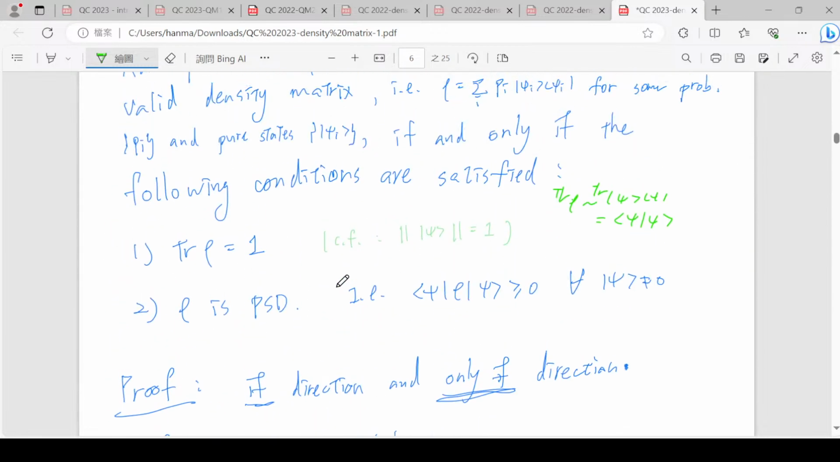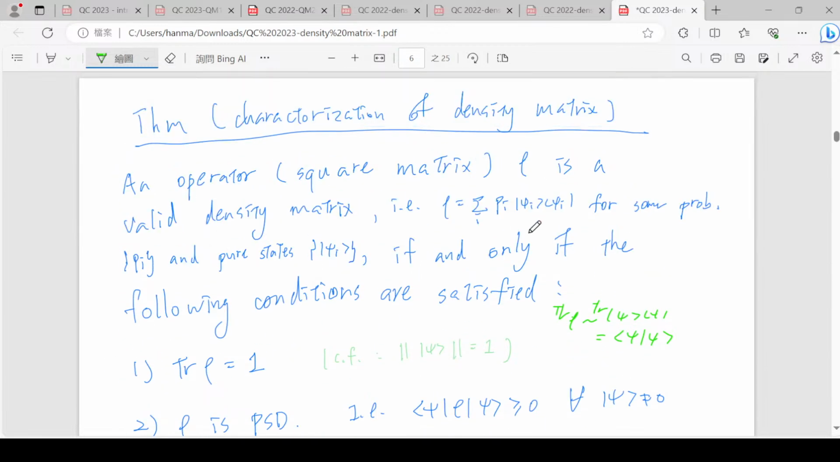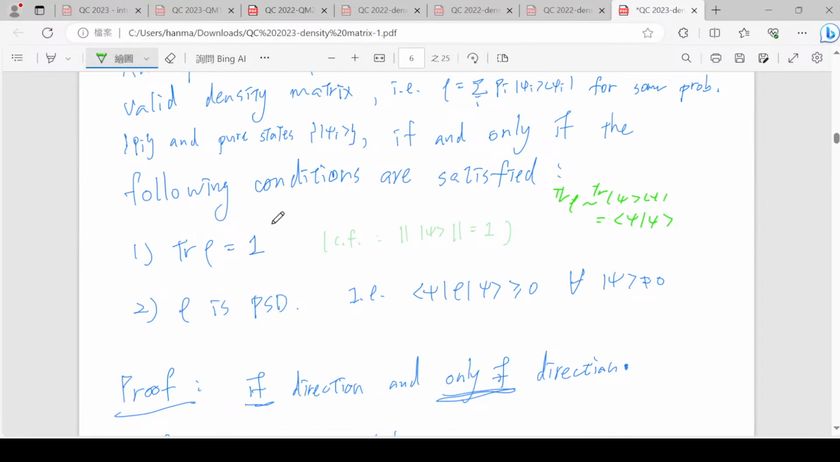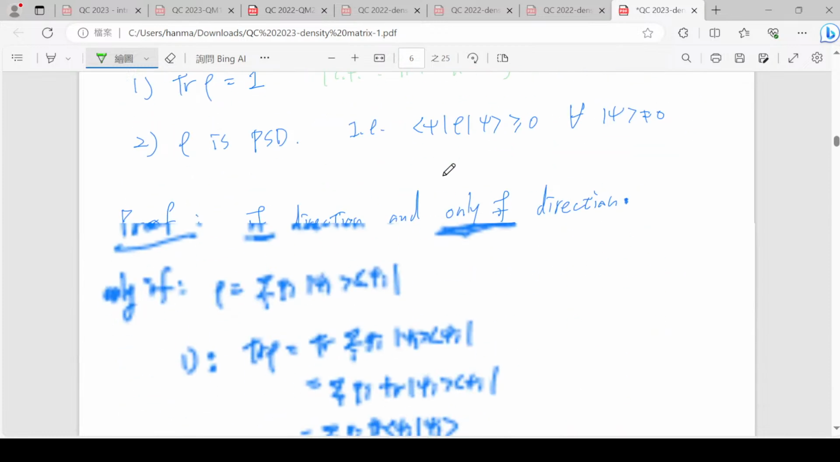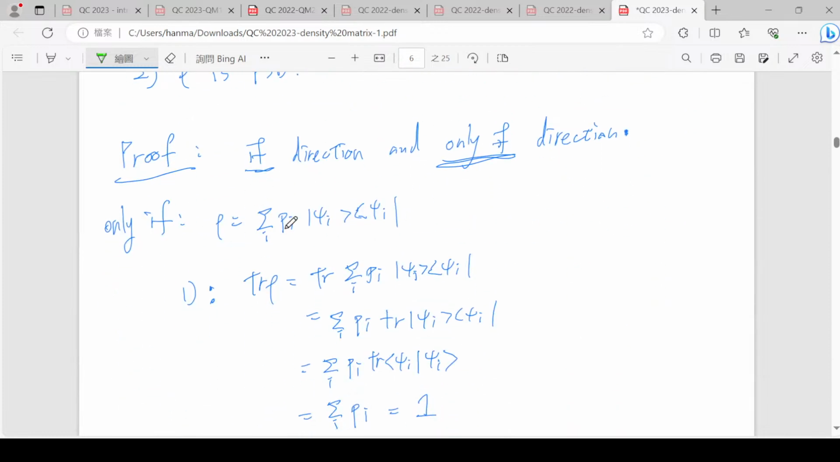So the only-if direction says that if your rho is in this form, then you must satisfy those two things. So you just need to do a proof by calculation. First, if our rho comes from some ensemble, so our rho has this form, a sum of pi times psi psi dagger, we just calculate the trace. So trace over this thing, and it's very linear in everything, so you can just pull the trace inside.